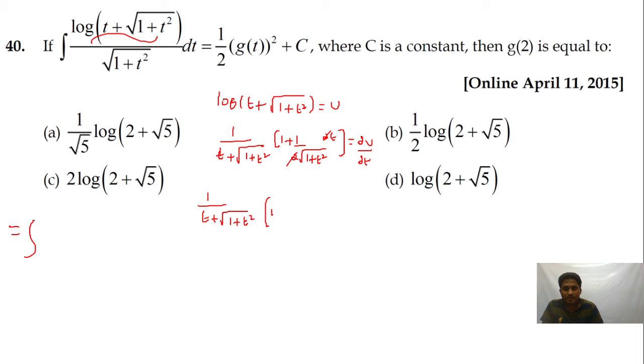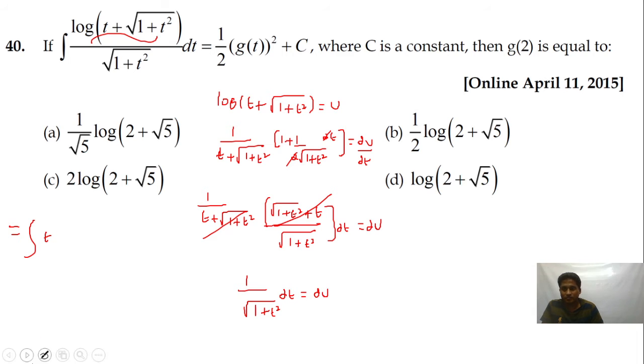Okay, if I cross multiply, you get root of 1 plus t square plus t divided by root of 1 plus t square, times root of 1 plus t square dt is equal to du. Okay, this will get cancelled. You get 1 by root of 1 plus t square dt is equal to du. So I take this t, whatever is left out. This is left out, right? So whatever is left out, that is du.